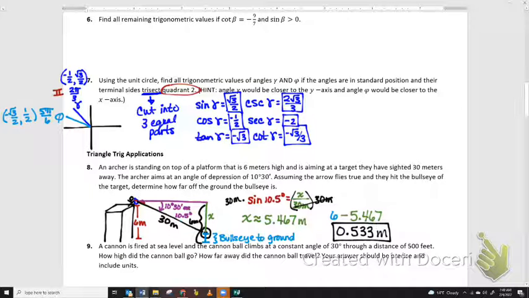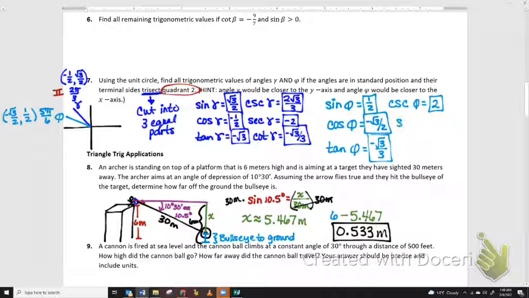So let's do our 6 trigs for phi. Sine of phi is 1/2. Cosine of phi, negative radical 3 over 2. What about tangent? Negative radical 3 over 3. Cosecant? 2. Secant?